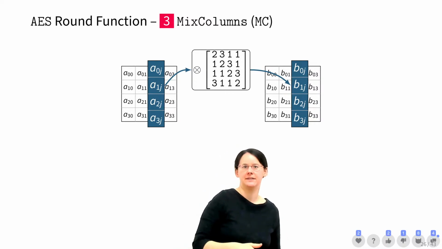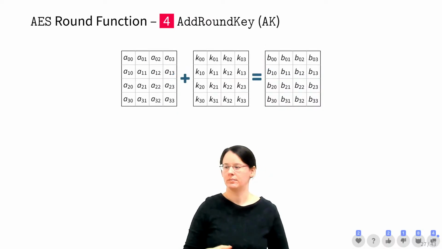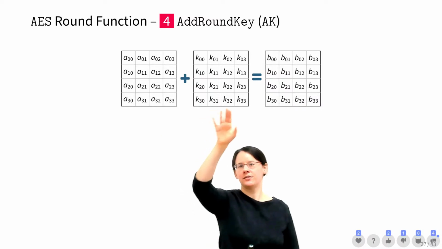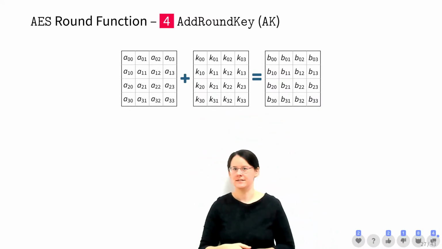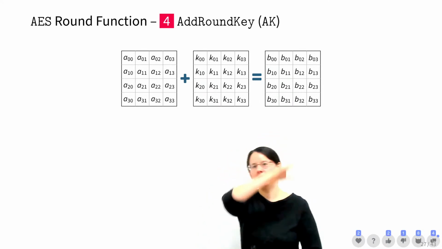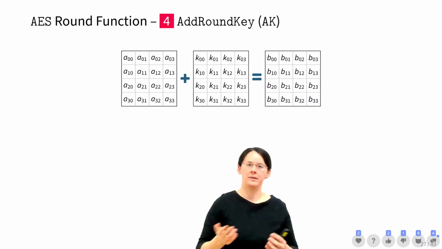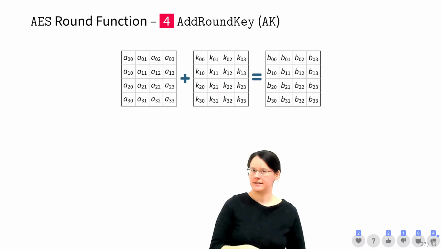That's essentially the idea. And then we have one fourth step, which we already know from the key alternating scheme, namely we simply take the current intermediate result, XOR the current round key to it, and get a next intermediate state. And after this step, we loop again and start again from the beginning. And we repeat this a total of 10 times in case of AES 128, and that's enough. So that's actually a relatively efficient function.